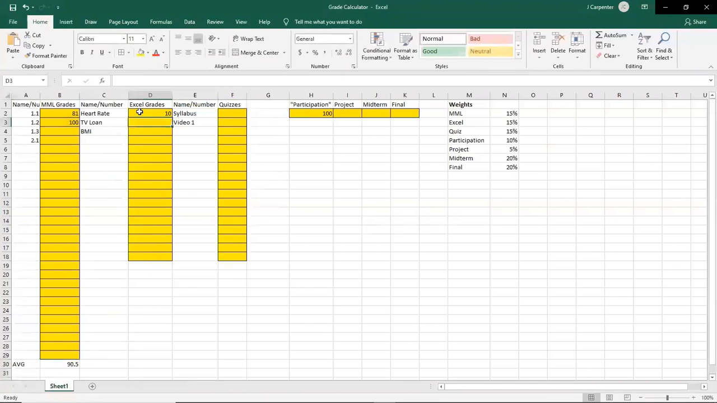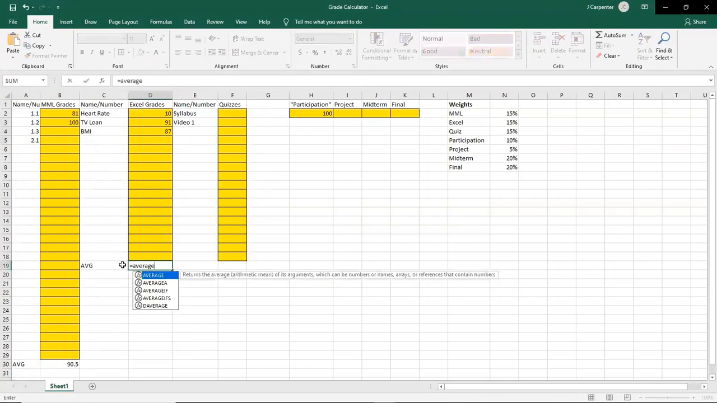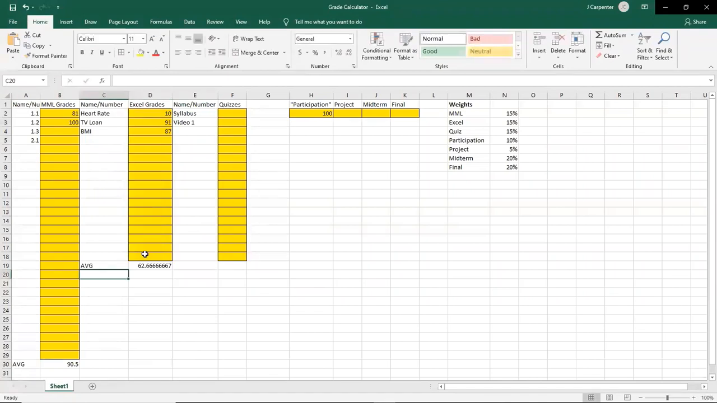But then I said, well, I can't do this all semester. I got to get my act together. And I got a 91 on the TV loan. And then I get a, I don't know, an 87 on the BMI. Big improvement. And then down here, average, I'll keep it the same abbreviation, AVG equals average, open parentheses, highlight all of the cells for all of the grades now and future. So my average is a 62.